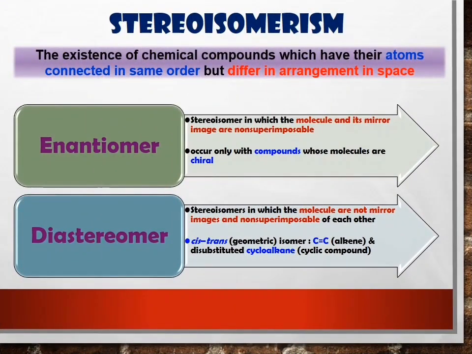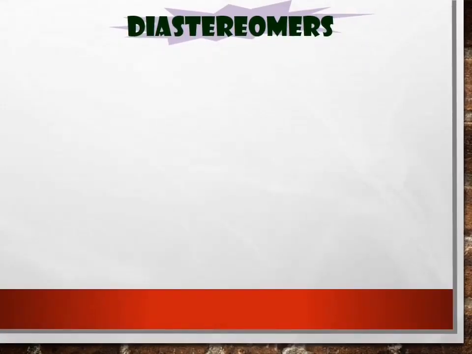Okay class, we have finished enantiomers. So now we are going to look at diastereomers. We are going to look at the cis-trans isomer, which contains a carbon-carbon double bond or a cycloalkane. Okay guys, now we are going to look at an example of a diastereomer, which is the cis-trans isomer.